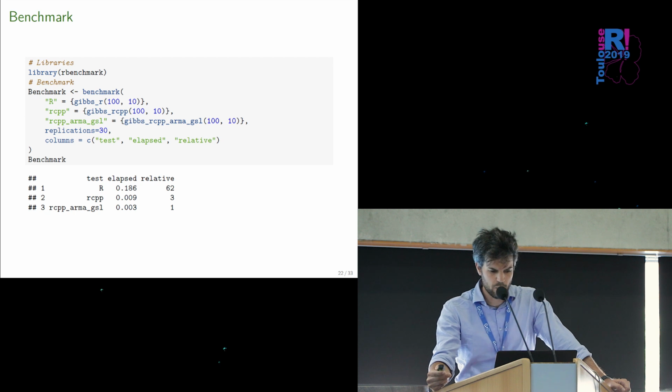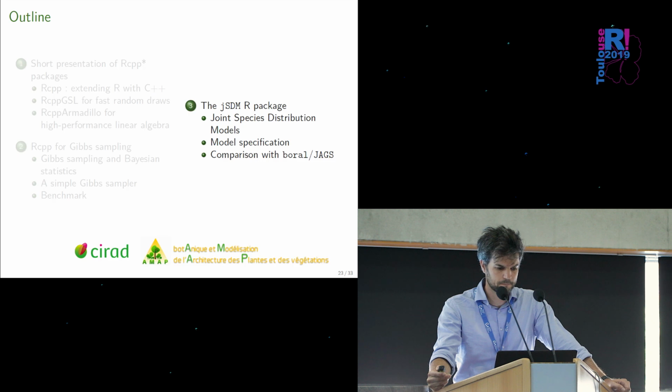When we benchmark this, we see that using Armadillo and GSL, it's 62 times faster than R and 3 times faster than Rcpp alone. So this is a huge gain of time when you do Gibbs sampling. So now, the real case example.